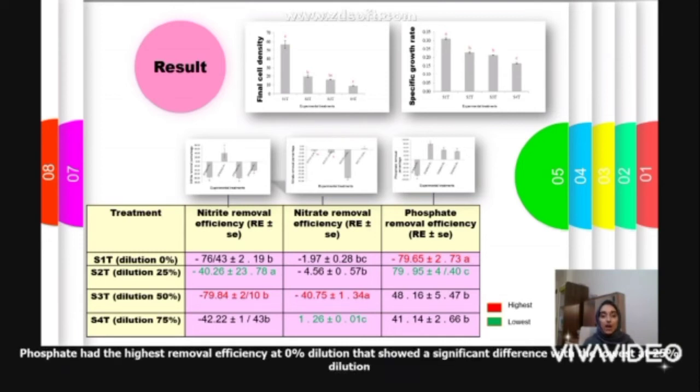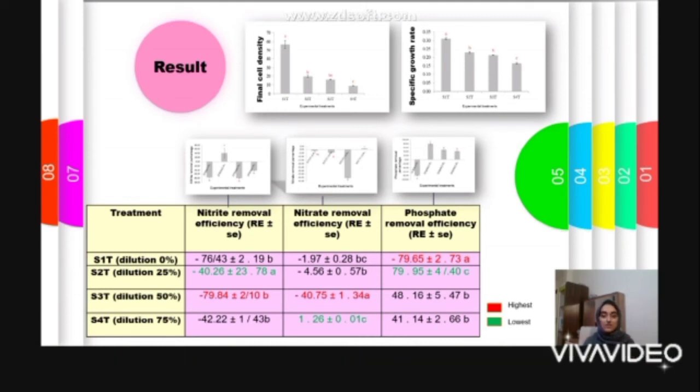Phosphate had the highest removal efficiency at 0% dilution. That showed a significant difference with the lowest at 25% dilution. This is the result.